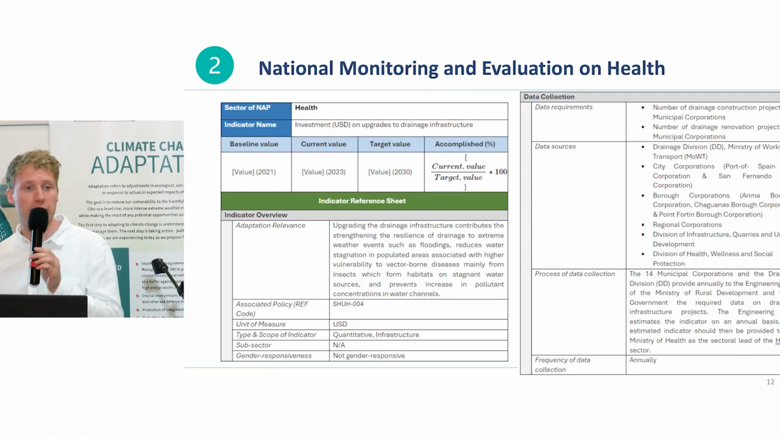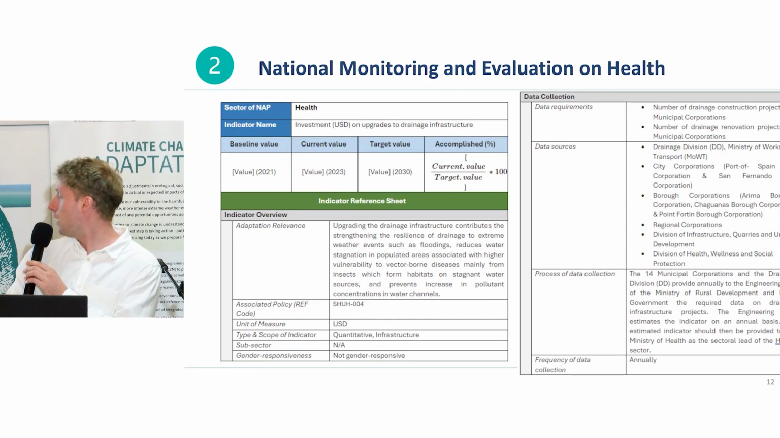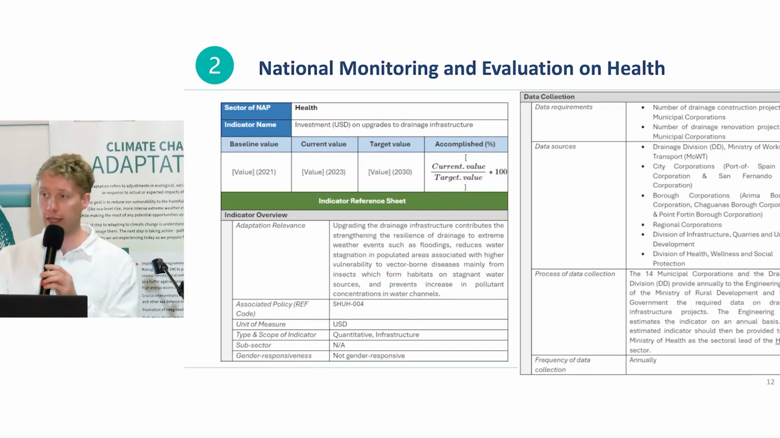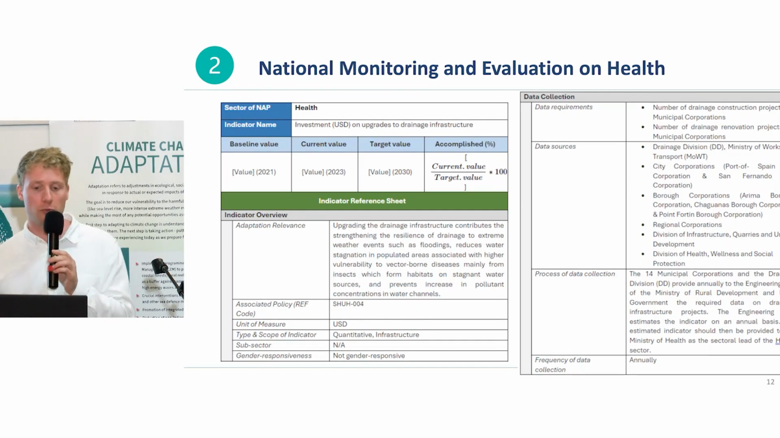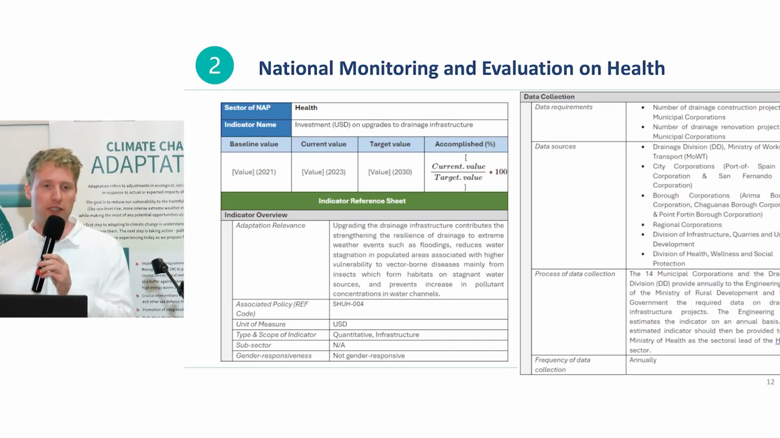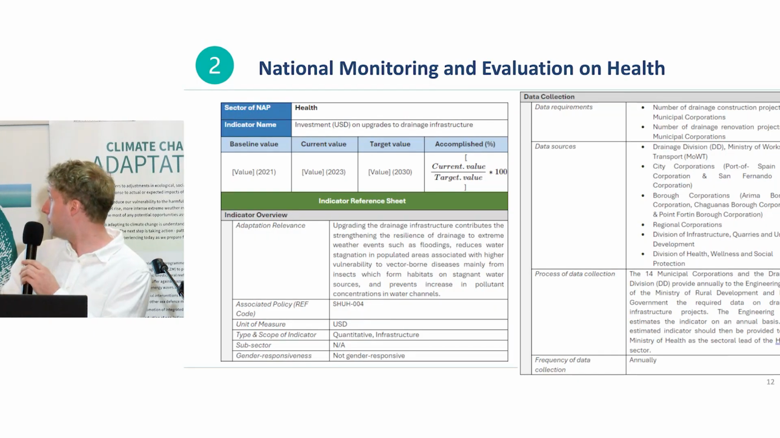It's a quantitative indicator because it's basically the dollar amount that is flowing into this. Is the measure gender responsive? No, in this case it is not. Optimally it is, and it was made gender responsive wherever that is possible. However, for a dollar amount in drainage infrastructure, it's very much related to infrastructure spending. It is not gender responsive, directly at least, the indicator.